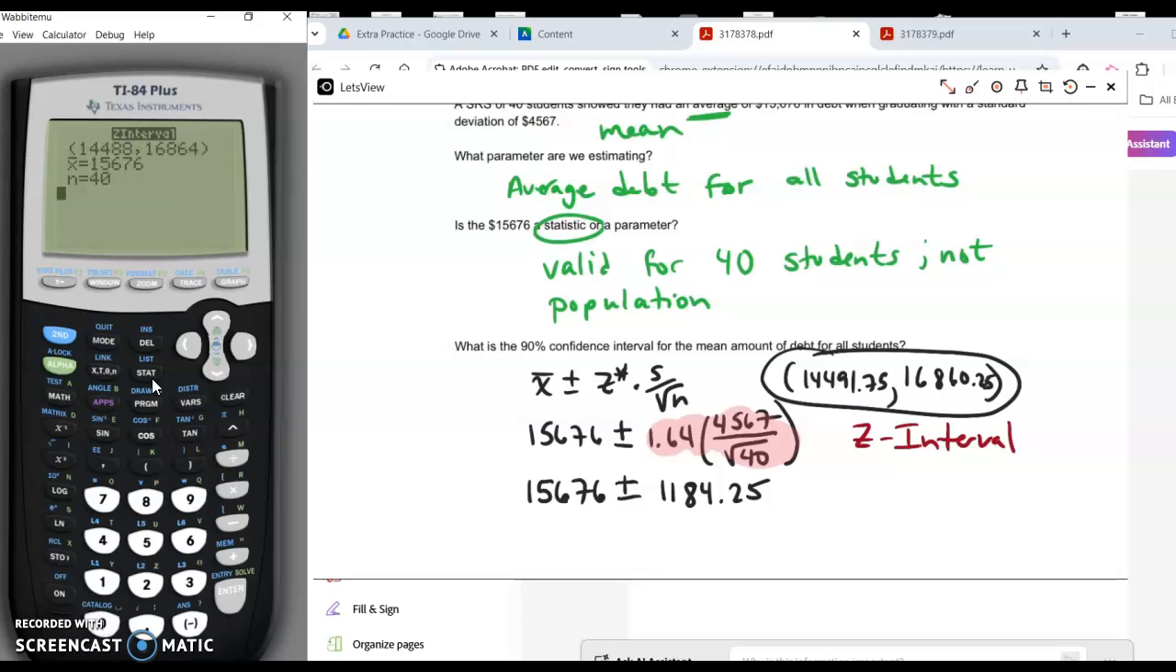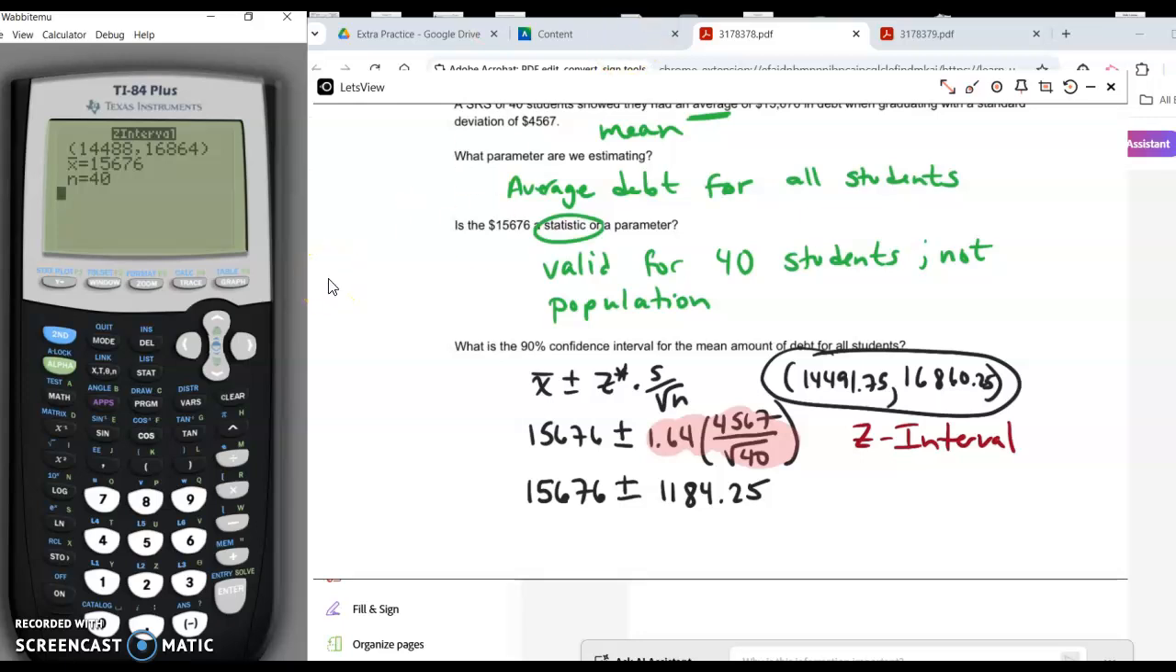So hopefully this gives us a pretty close number to what we got before. 14491, this is 14488, 16860, 16864. So a little off. The reason it's off is we rounded this margin of error. This number, the 1.64, is actually also rounded. I think it's 1.6452 is the actual value, and the calculator does use the whole value. So it's not unusual for it to be a little off when you do the calculator.